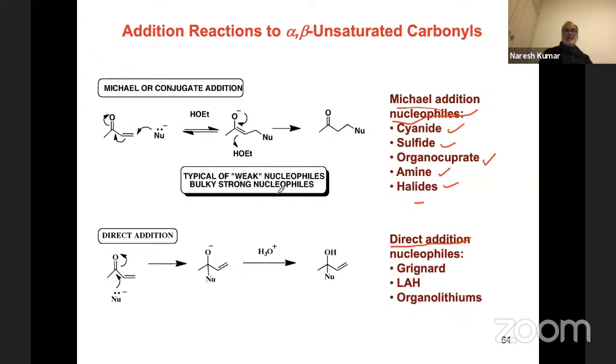Typically, they are weak nucleophiles. But if there is a Grignard reagent, lithium aluminum hydride, or organolithiums, they still will react directly with the carbonyl compounds. So lithium aluminum hydride is a hydride reagent, which is a very strong nucleophile. A Grignard reagent has typically an R minus, which is again a very strong nucleophile. It will react in a direct manner compared to the weaker bases.